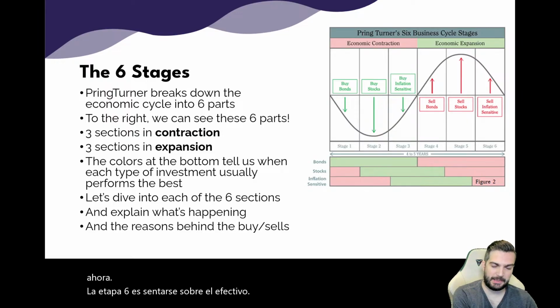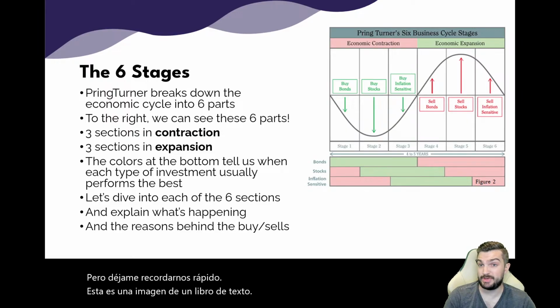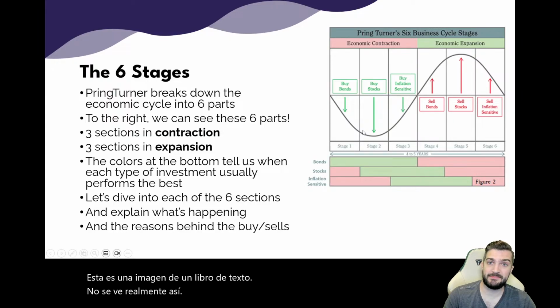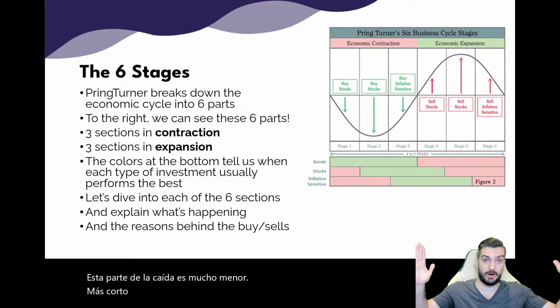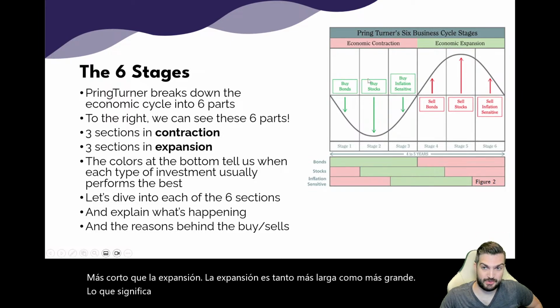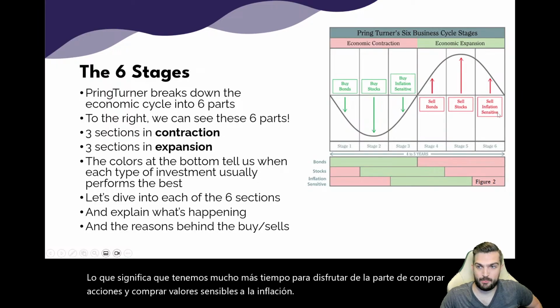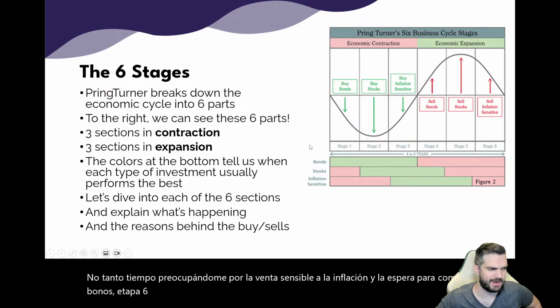But let me quickly remind us, this is a picture in a textbook. In reality, it doesn't really look like this. This decline part is a lot smaller and a lot shorter than the expansion. The expansion is both longer and bigger, which means we have a lot more time to enjoy the buy stocks and buy inflation-sensitive securities part. Not as much time worrying about selling inflation-sensitive and waiting to buy bonds. Stage 6 to stage 1 happens pretty quick.